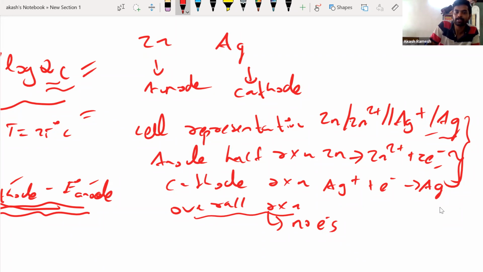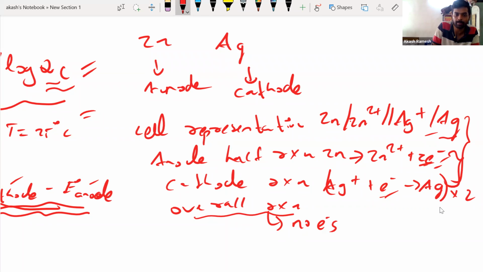Now you see, in the case of zinc and copper, zinc lost 2 electrons, copper accepted 2 electrons, so the 2 electrons get cancelled when you add these two. But when you add these two now, here I have 2 electrons lost, but only 1 electron accepted. So there will definitely be 1 electron coming on the product side. I don't want that. So what I will do is multiply the cathode half reaction by 2, so that I have 2 electrons here and 2 electrons here.